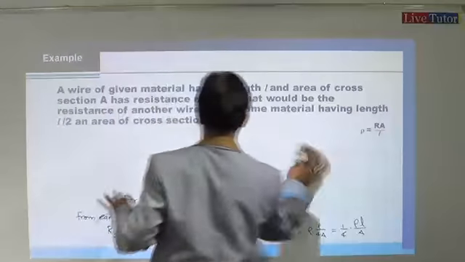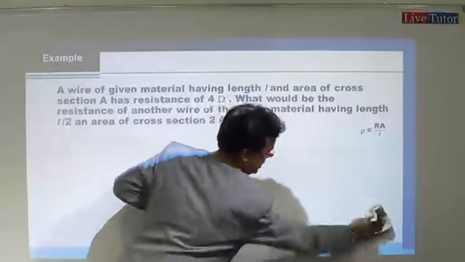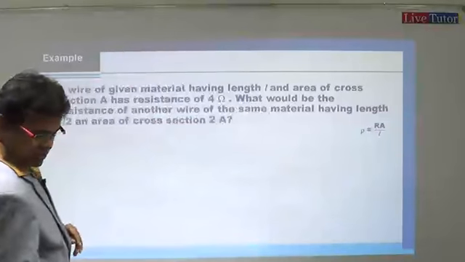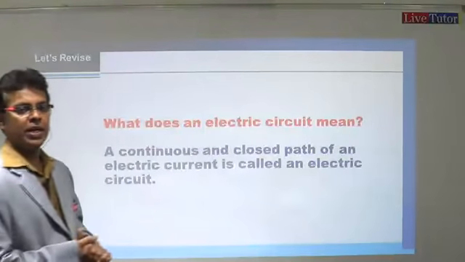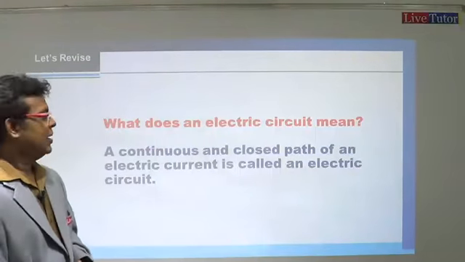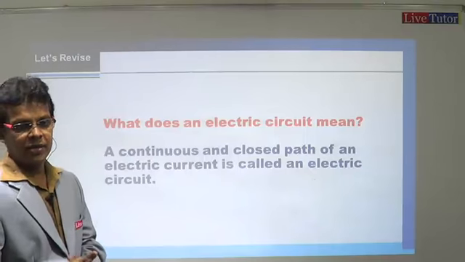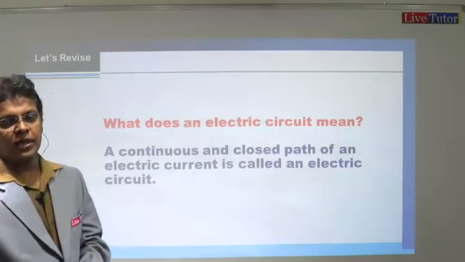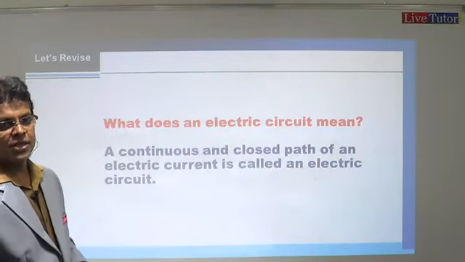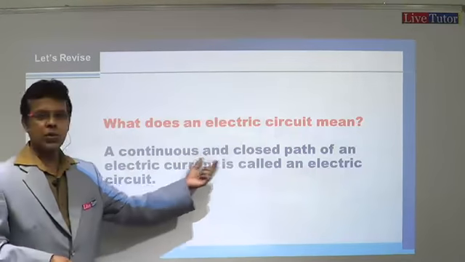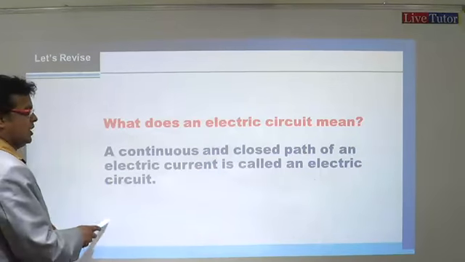Now let us see some important questions. First question is, what does an electric circuit mean? An electric circuit means a continuous and closed path of an electric current. The electric current has to flow through the circuit, and if you are supplying it with a battery, you have to start from there and close it. Then only you can say it is an electric circuit. So a continuous and closed path of an electric current is called an electric circuit. This is one of the easy questions.